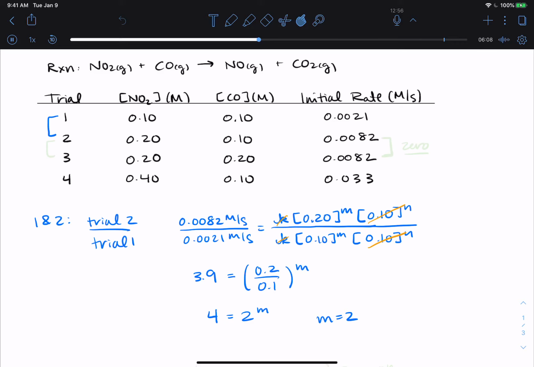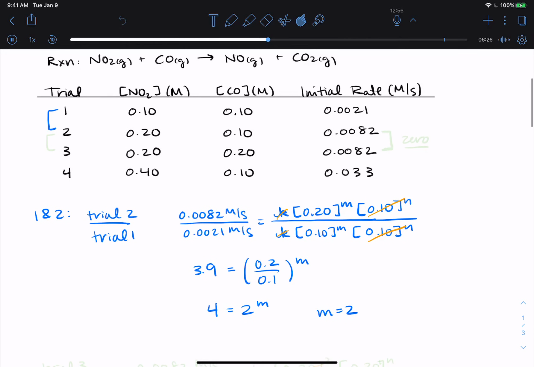There's a method to getting something out of a power that we have used a couple of times in acid-base chemistry. You could apply that here if that is something that you would prefer to do. So I know now that my reaction is second order in NO2. So we can probably by inspection figure this one out for the CO, but we can also do this calculation a second time to figure out what the CO dependency is.